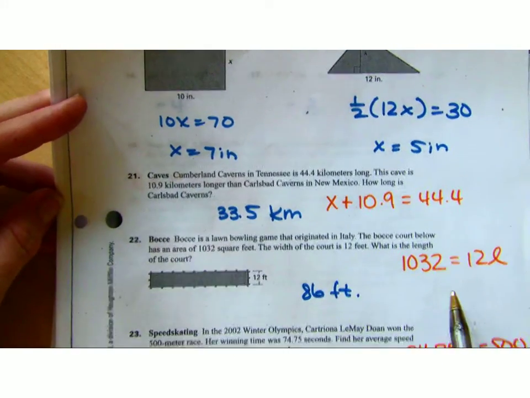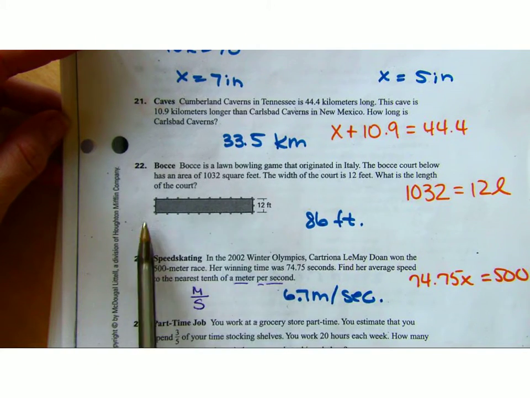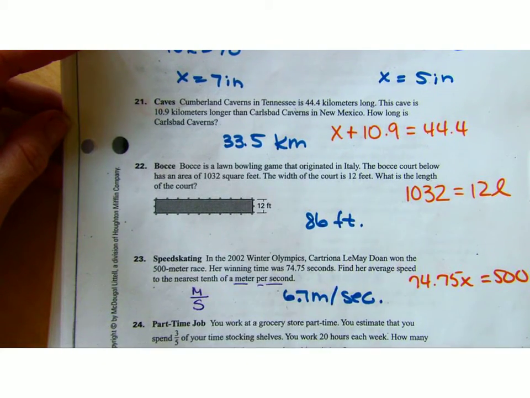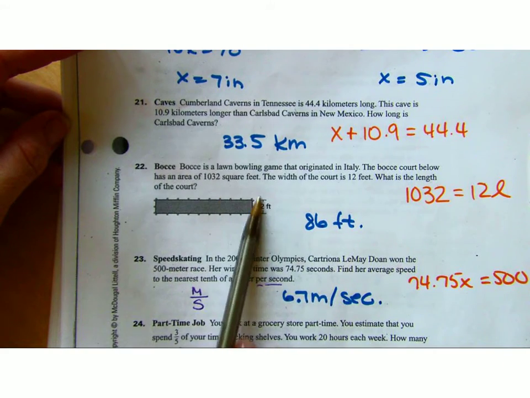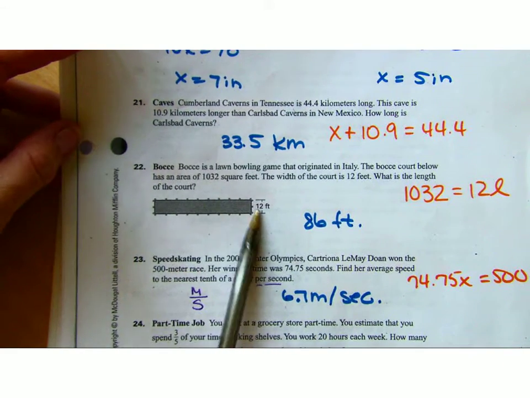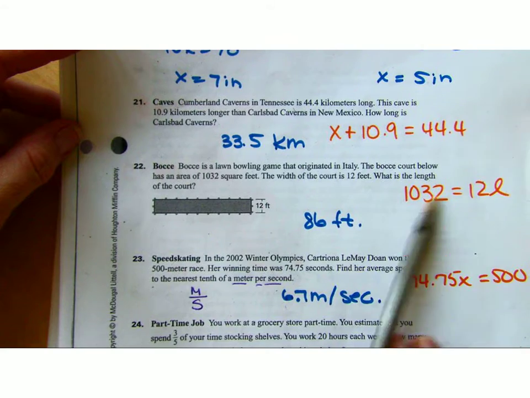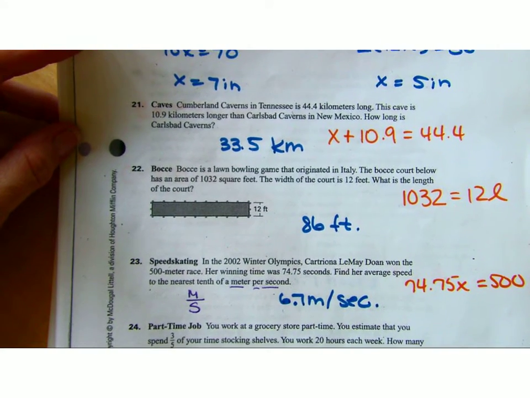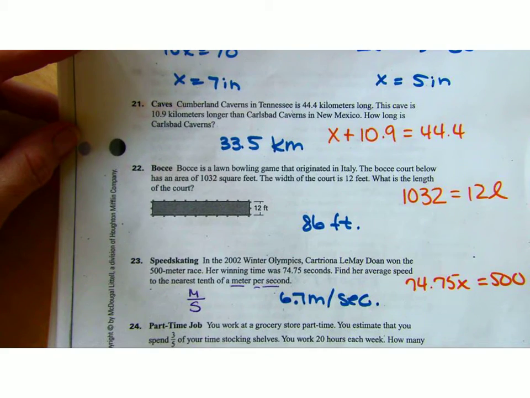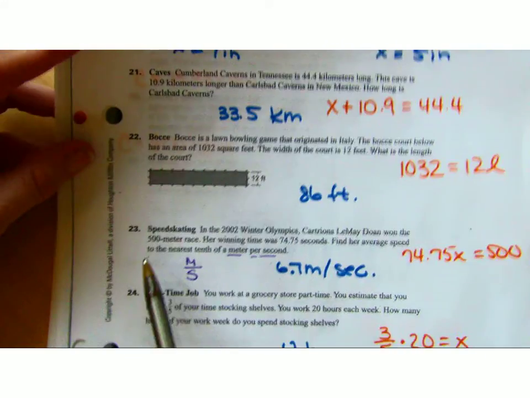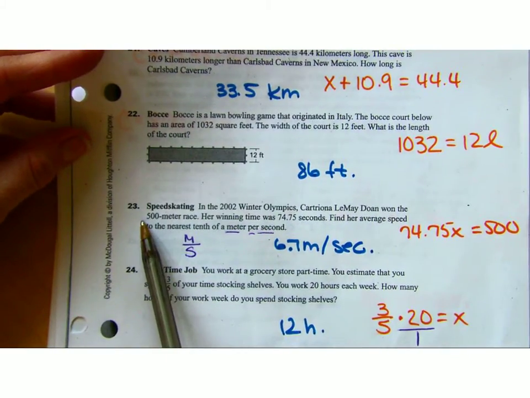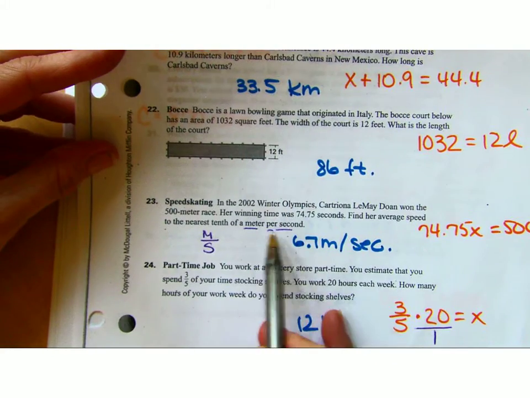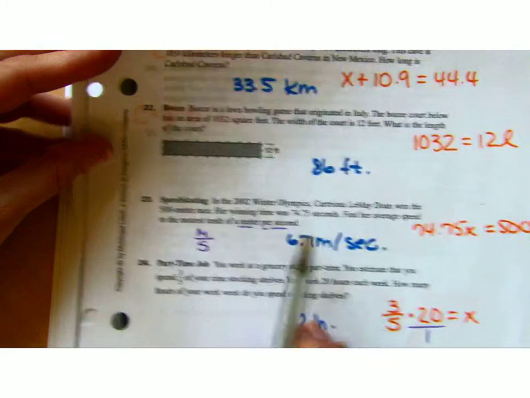This is another area one. This whole area, this bocce ball court, is 1032, okay? It's really tall, or it's a narrow one. So it's 12 divided by that, and you get this 86 feet long, kind of like a football field or something. It's a lot longer than it is wider, right? Okay? I will be honest, I think these multiplication and division ones are a lot trickier, so speed skating. See how I have this underlined here? Meters per second.